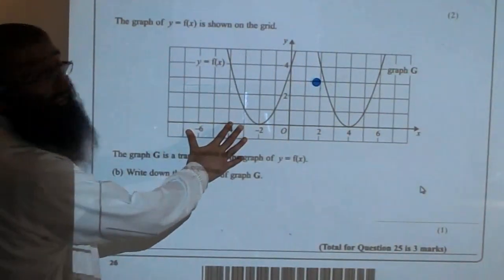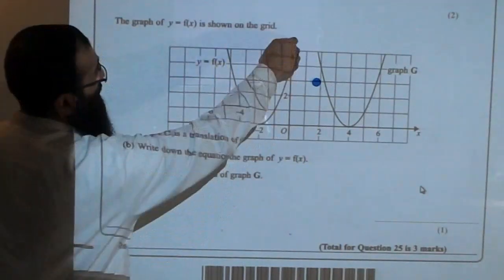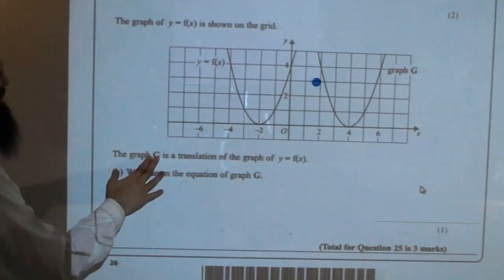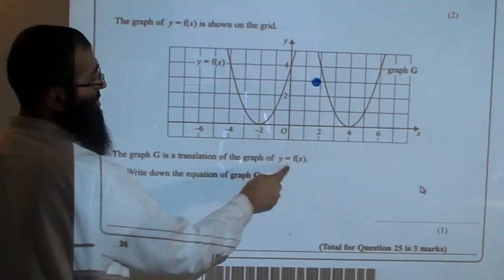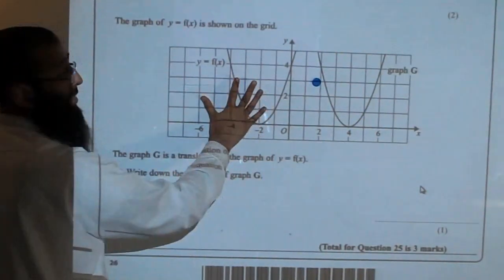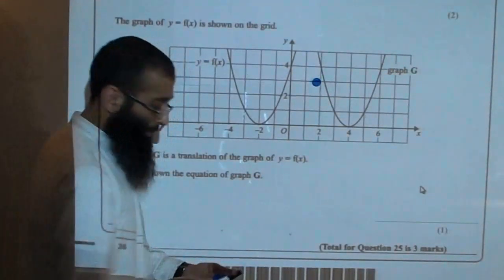So we've got the same function again, because the graph of y equals f of x is shown on the grid. Here we go. It's the same one we just used earlier. The graph of g, which is that one there, is the translation of the graph of y equals f of x. So this has now moved to there. Translation, right on the equation of graph g.